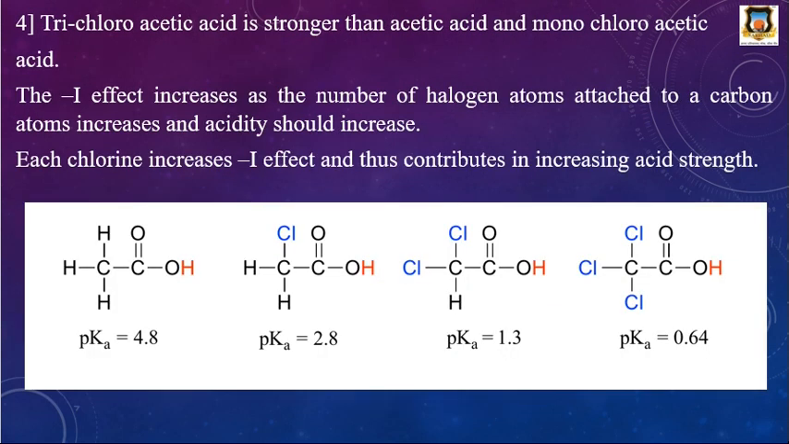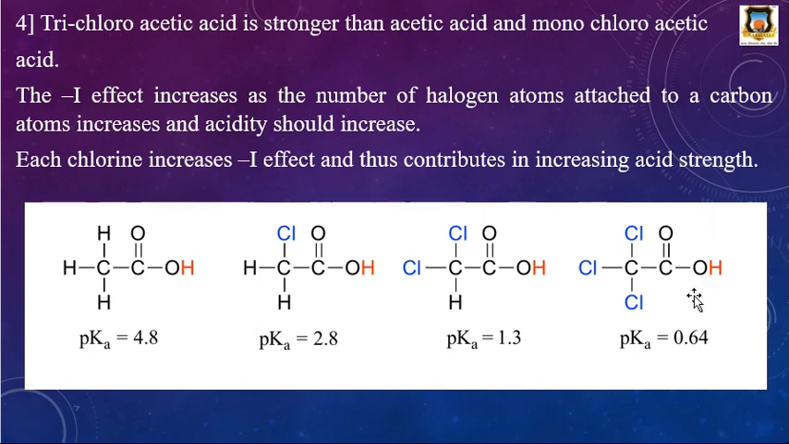Then the next example is that trichloroacetic acid is a stronger acid than dichloroacetic acid, monochloroacetic acid, and acetic acid. The minus I effect here: in trichloroacetic acid the pKa is 0.464, in dichloroacetic acid the pKa is 1.3, in monochloroacetic acid the pKa is 2.8, and in acetic acid the pKa is 4.8.